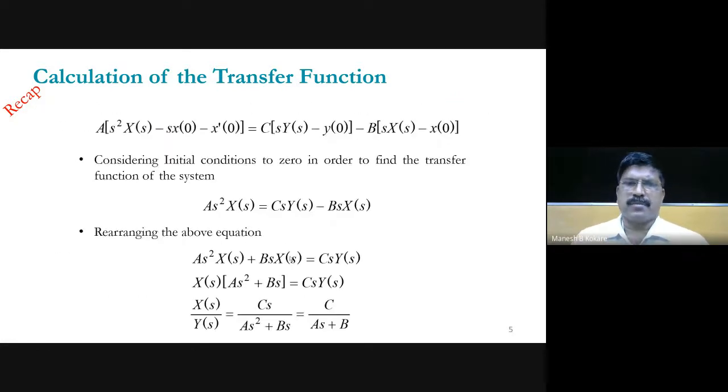Now, by considering zero initial conditions, so these terms will be 0, and you get the term like, finally, the ratio of X of s by Y of s will be like this. Or if you consider Y of s as output, then Y of s by X of s will be exactly the opposite, right? So you can find the transfer function by assuming the zero initial condition and so on.